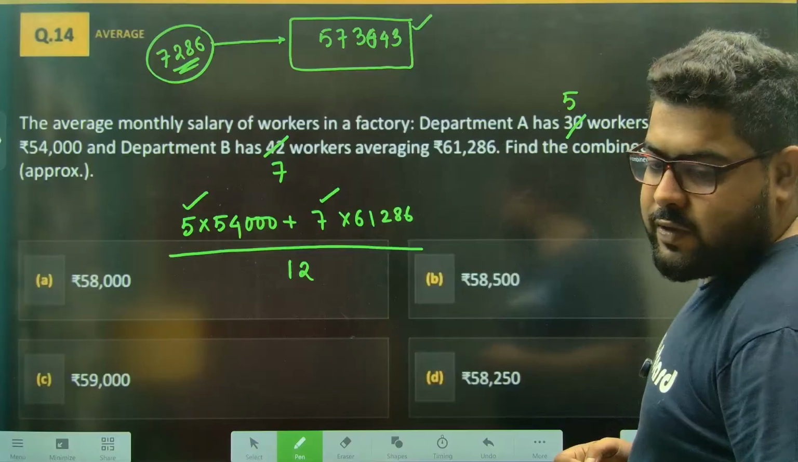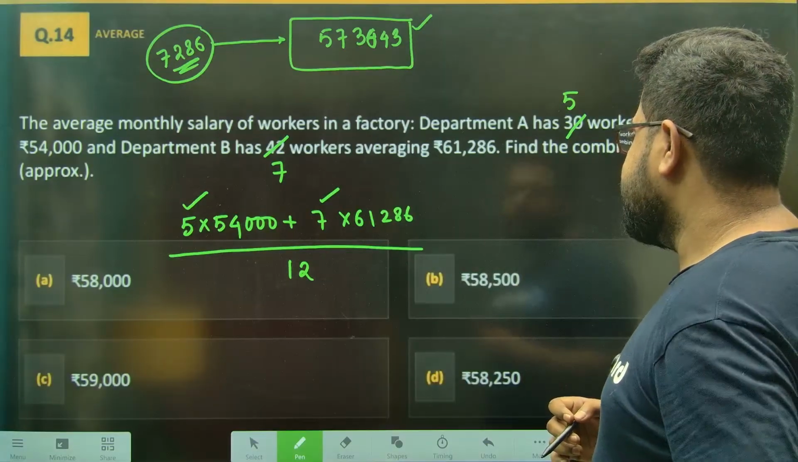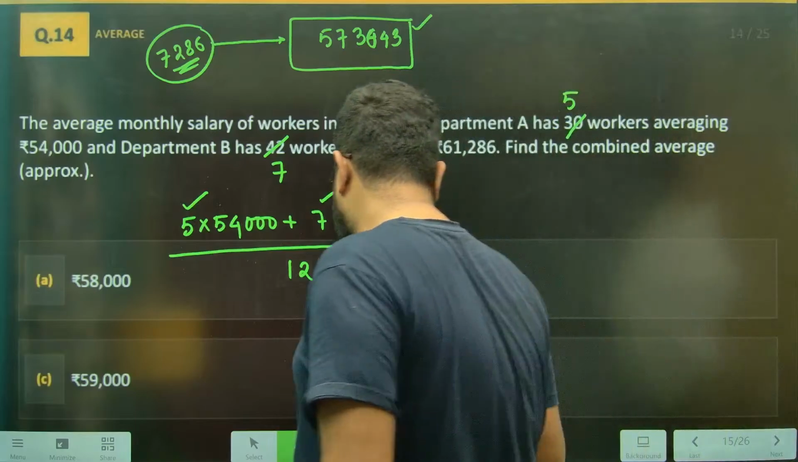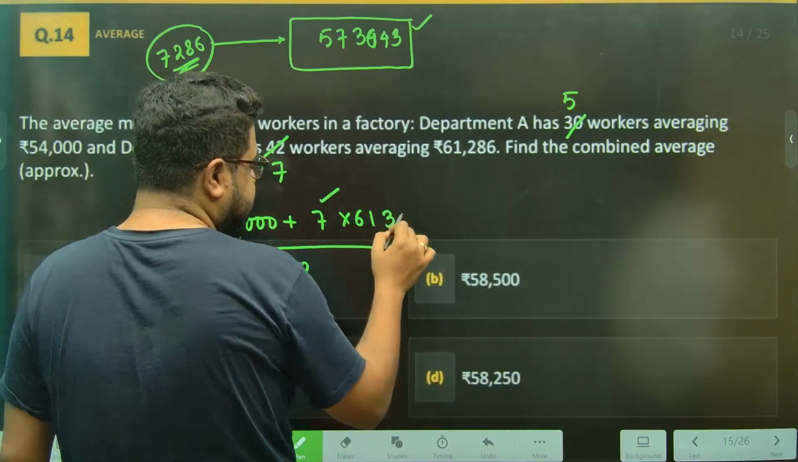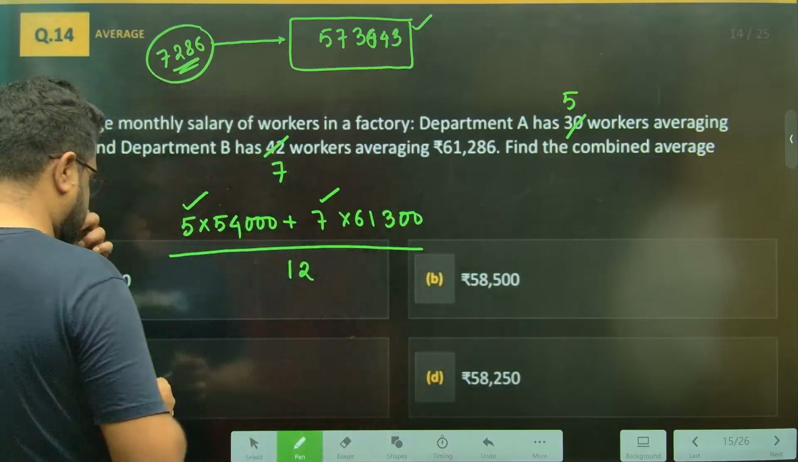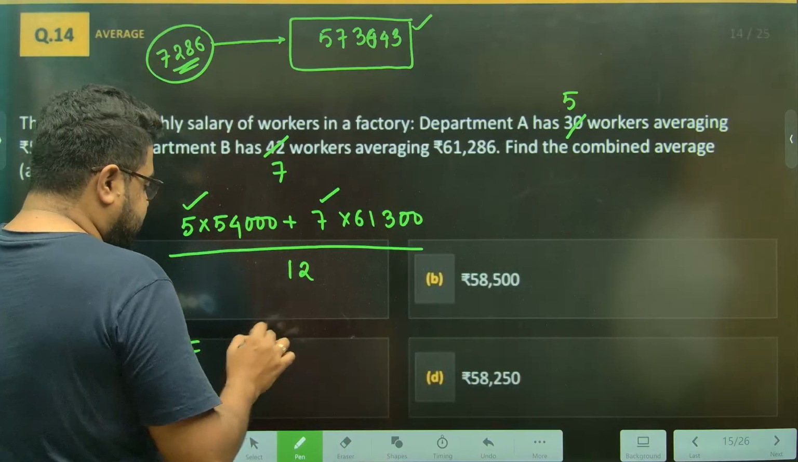But there are so many close options. No sir, I cannot apply that shortcut. Okay, then let's do one thing. Cannot apply the shortcut, options are like that. I am taking this as 300, okay? My answer will be slightly lesser.